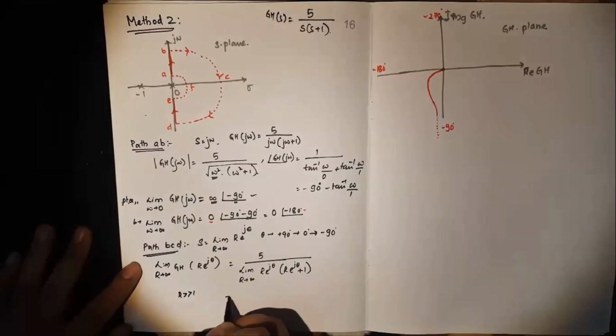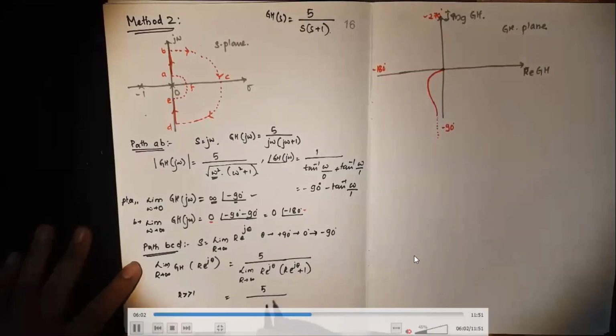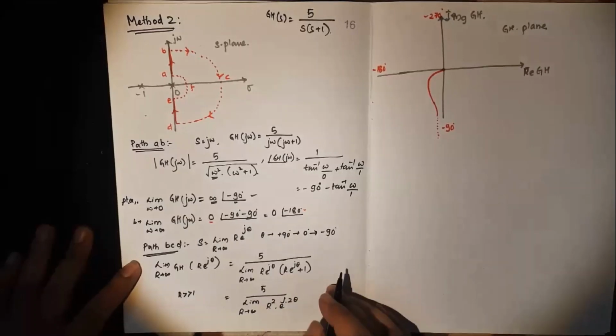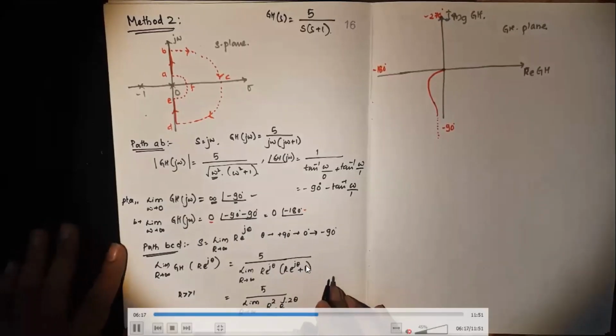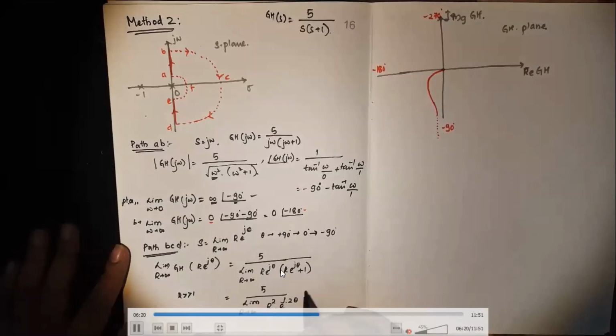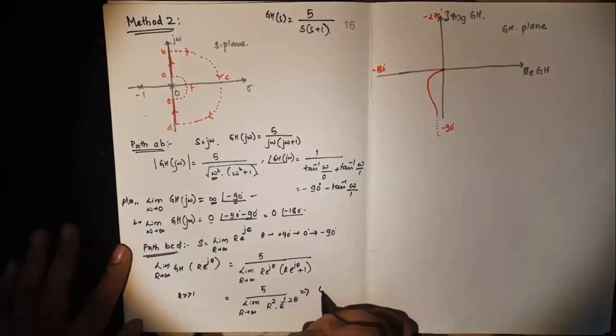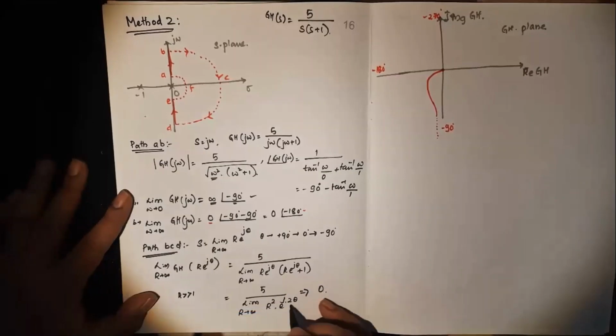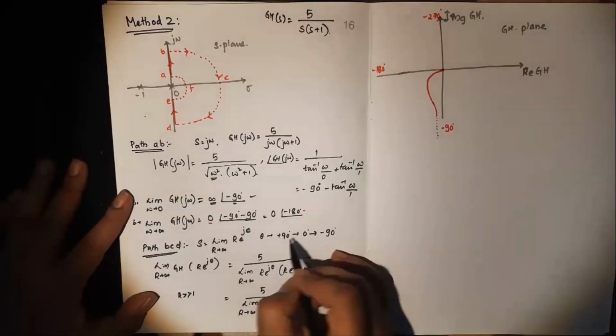So r is much greater than 1. You can follow the same previous procedure. So what we get is limit as r tends to infinity, it is r square e raised to j2 theta, because this one is eliminated. So only there is r e raised to j theta, r e raised to j theta. Since r is tending to infinity, gain obviously will become 0, but phase angle will be minus 2 theta.